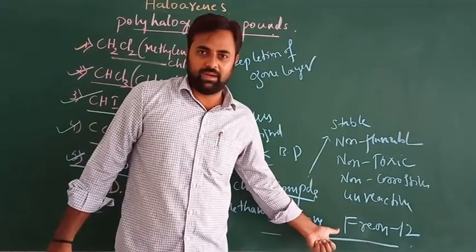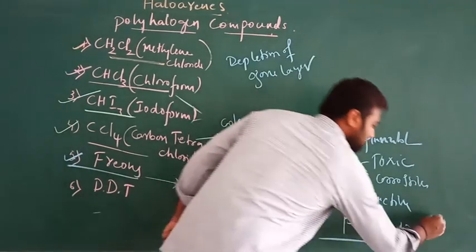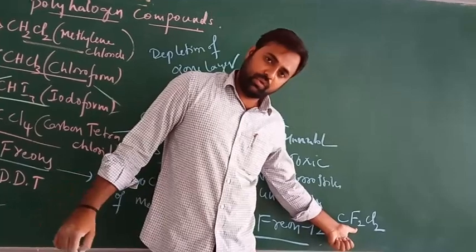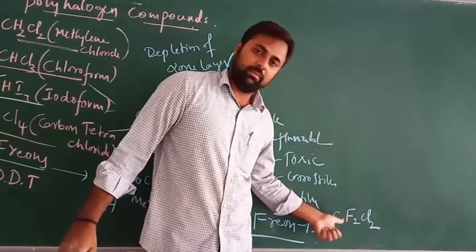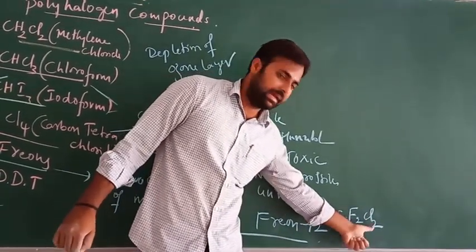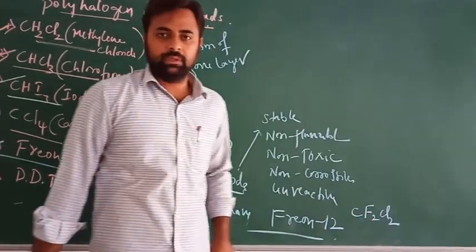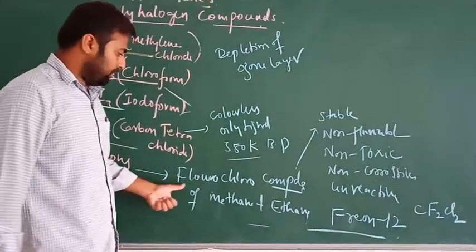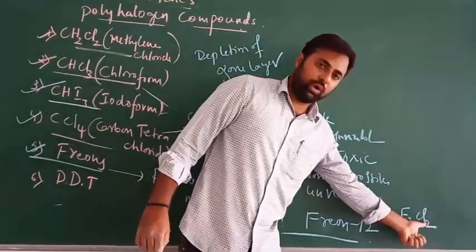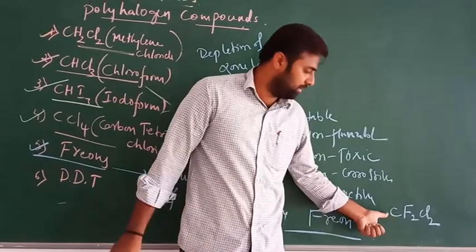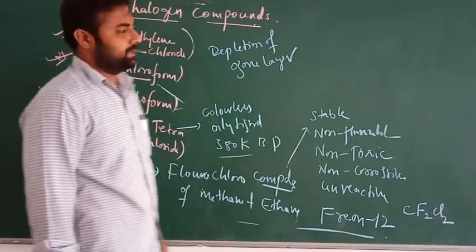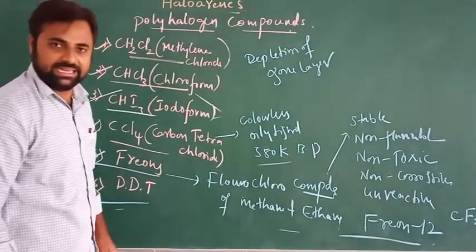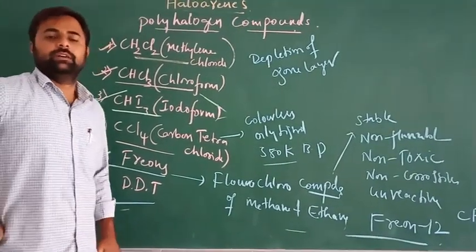Freon 12. The name of this compound is dichlorodifluoromethane. Dichlorodifluoromethane is the name of this freon 12. So these are the fluorochloro compounds of methane or ethane. Right? I hope you understood. And very lastly, DDT. It is also one of the polyhalogen compounds.